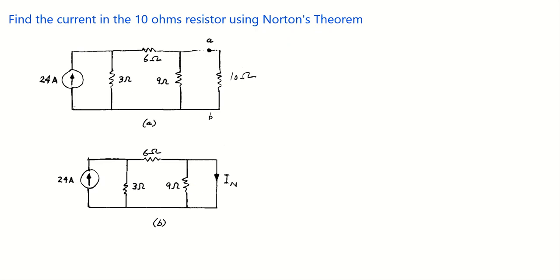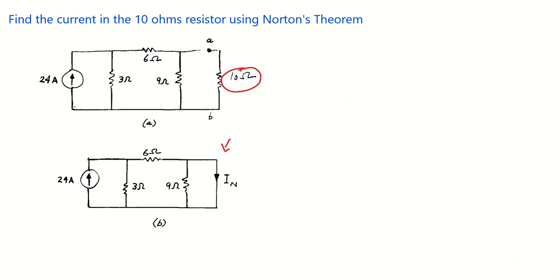To solve this question, the first thing you have to do is to take out the 10 ohms resistor, which is this 10 ohms resistor here, and then short circuit the terminals, which is terminal A and B. When you do this, you're not going to have the resistor there anymore. So when you look at this second circuit here, you see that you don't have the 10 ohms resistor there, but you have short circuited its terminals, and then you have named the current going through the wire there as IN, which is Norton's current.